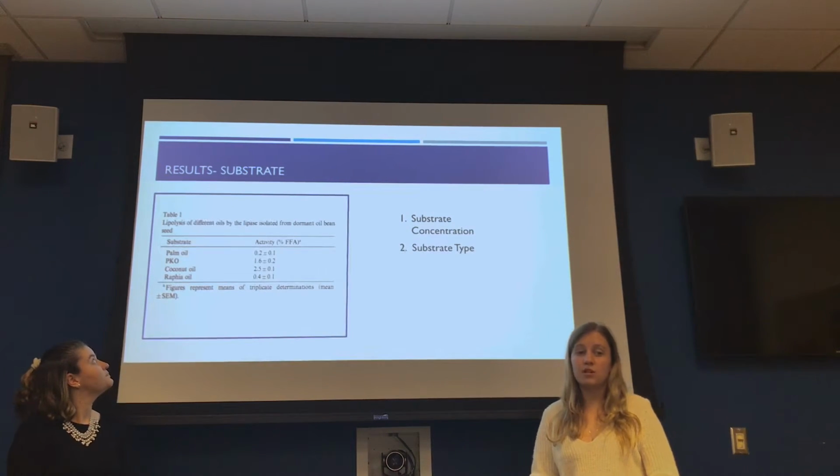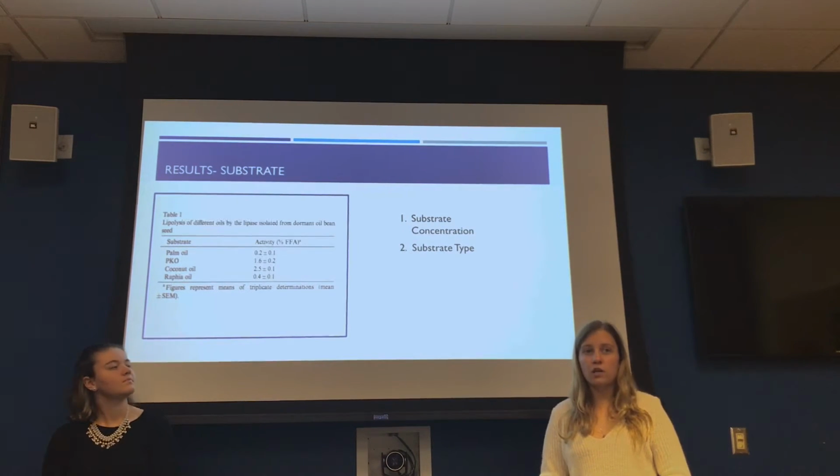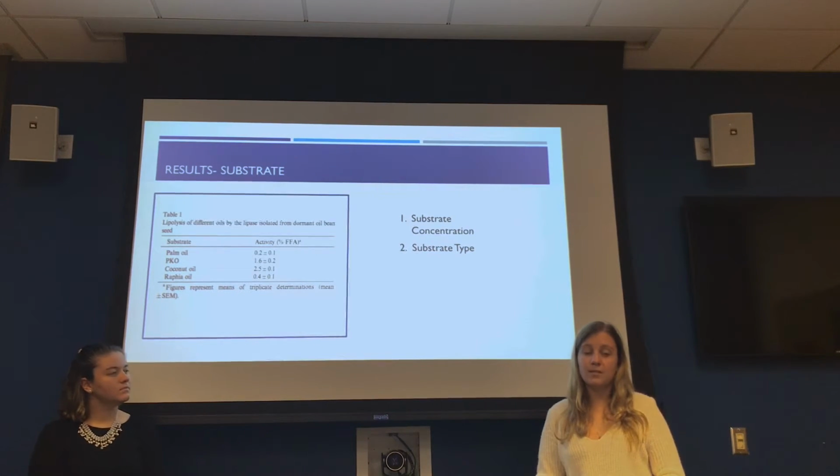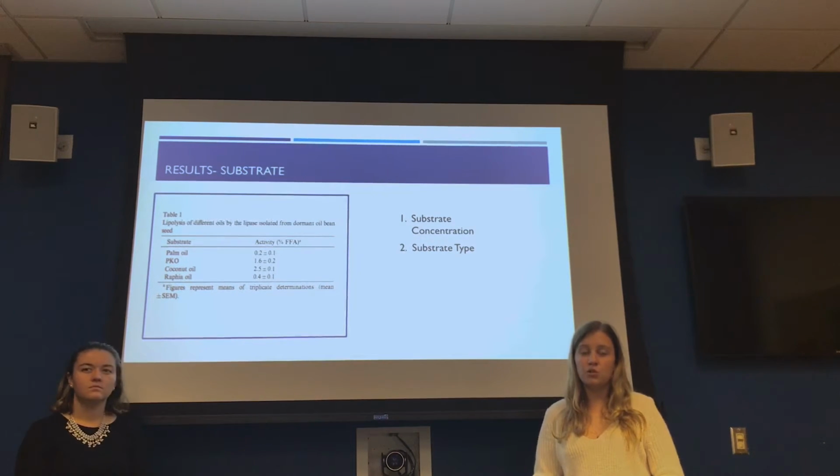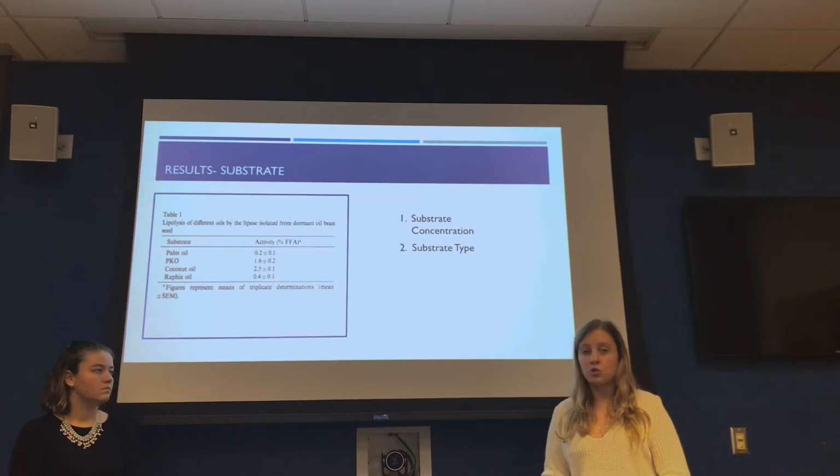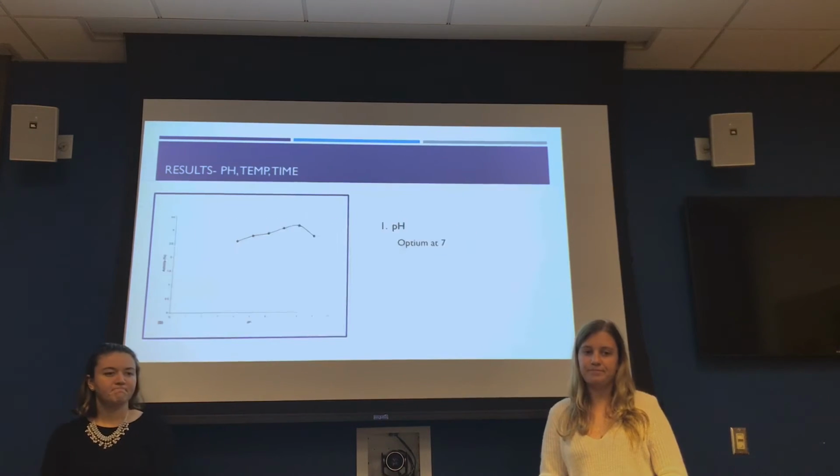Then they looked at substrate type. So for coconut oil and palm kernel, lipolysis was highest because those two oils are both short-chain free fatty acids, which I had mentioned earlier. Seed oil lipases work best with short-chain free fatty acids.